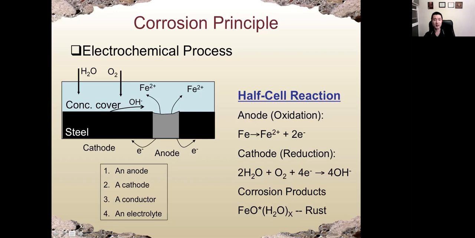What is the electrolyte? The electrolyte actually is the pore solution or the pore water in the concrete. So the concrete needs to be wet. Again, in the cathode area, we need both water and oxygen. Without either of these two, corrosion cannot occur.